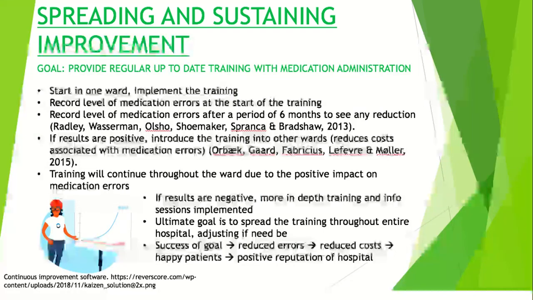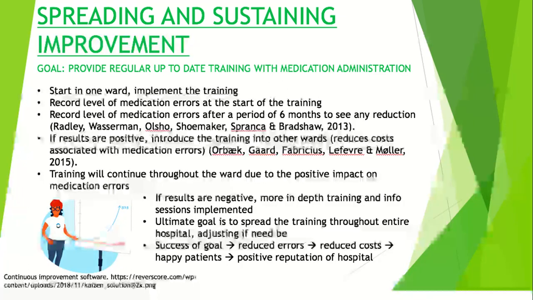Spreading and sustaining improvement. Starting in one ward within the hospital, we would implement the required training for medication administration. At the start of the implemented training, we would record the level of medication errors within the ward. At the end of a period of 3 months with the implemented training, we would record the number of medication errors to see if there is any reduction and an overall improvement within the ward.